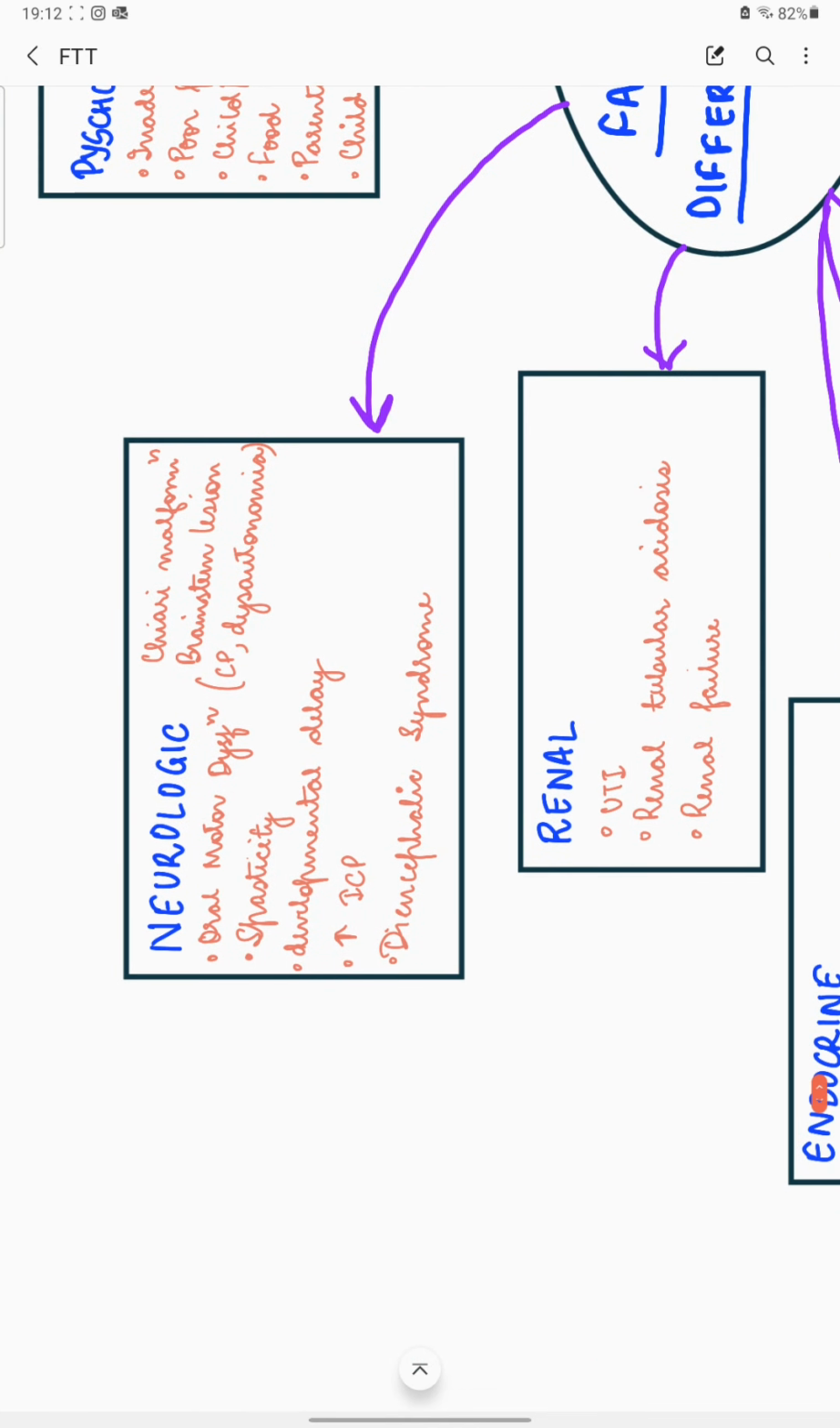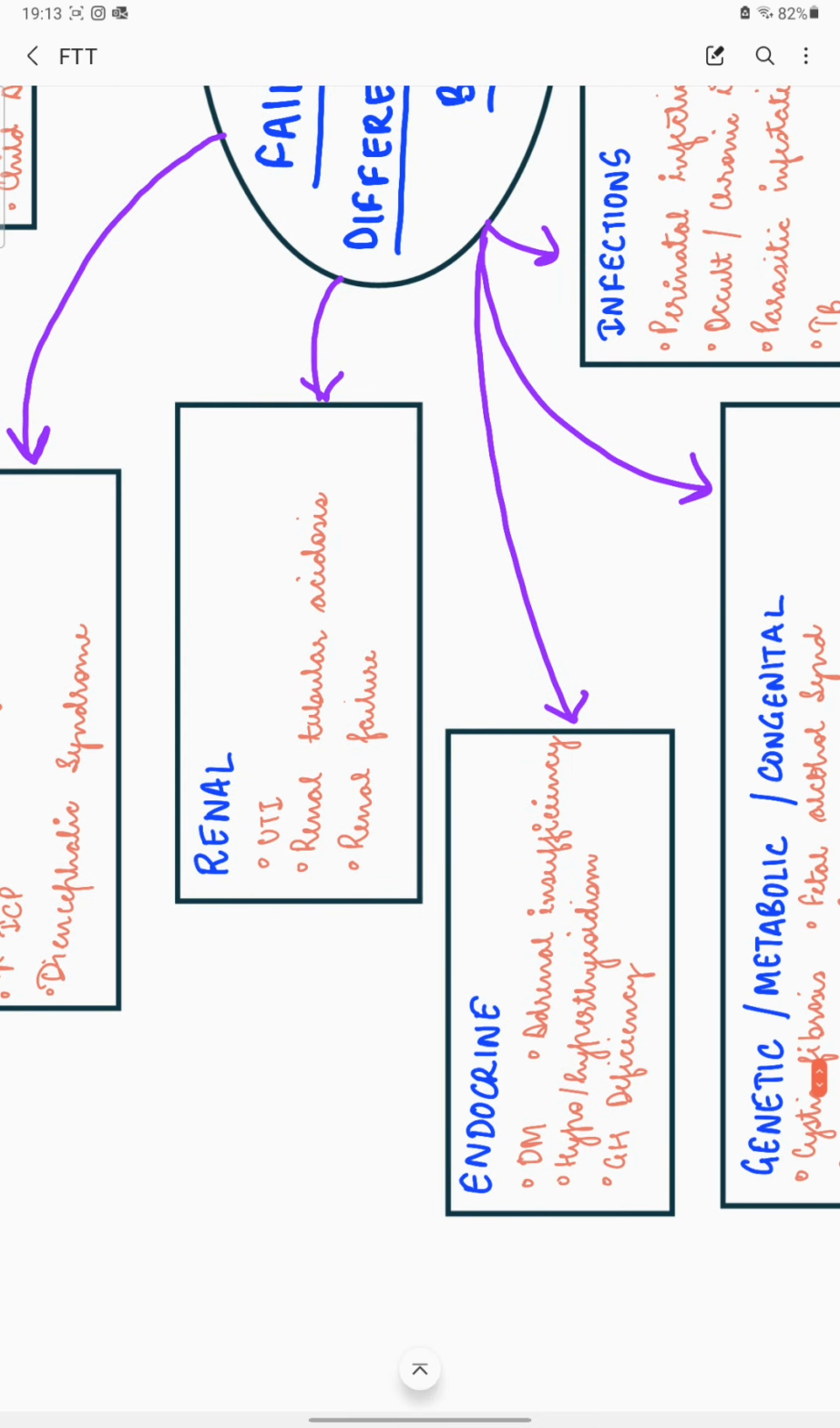Neurological causes: if there is any oral motor dysfunction, then also the child will not be able to gain weight. These are seen in children with cerebral palsy, dysautonomia, brainstem lesions or Chiari malformation, spasticity in the child, developmental delay, raised intracranial pressure and Diencephalic syndrome. The renal causes include UTI, renal tubular acidosis, renal failure.